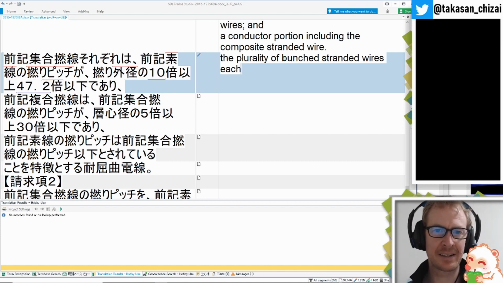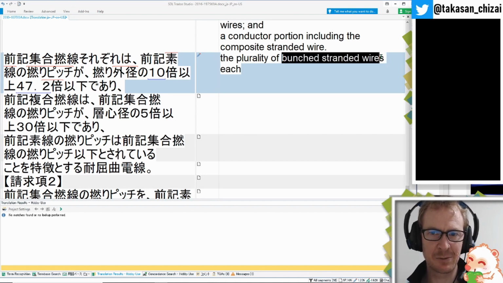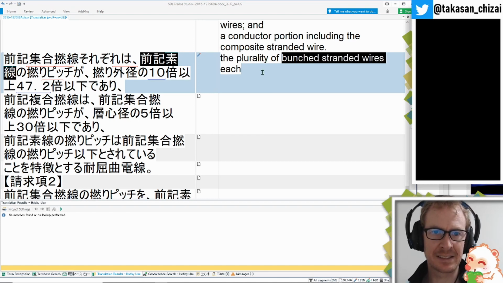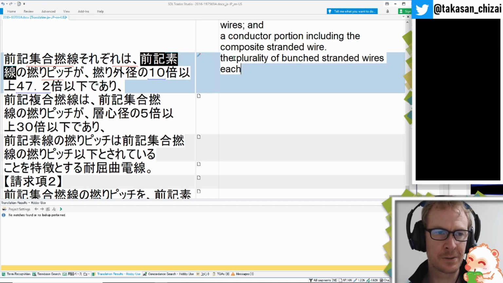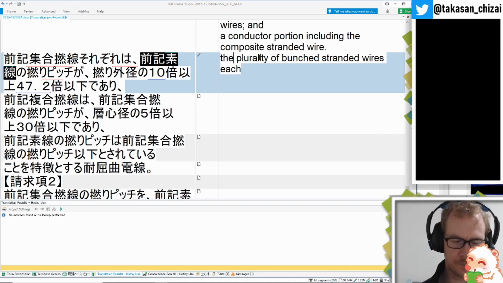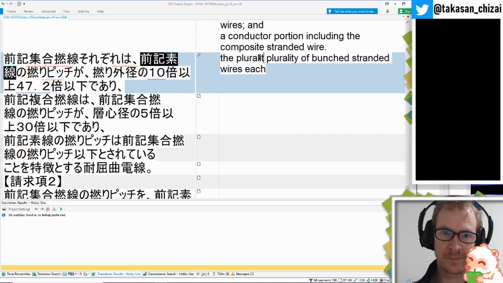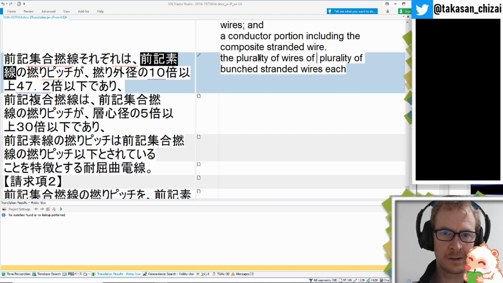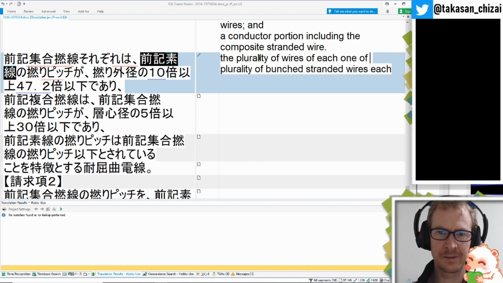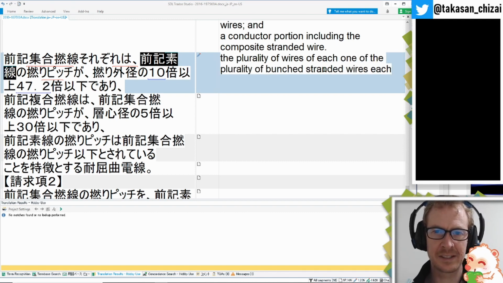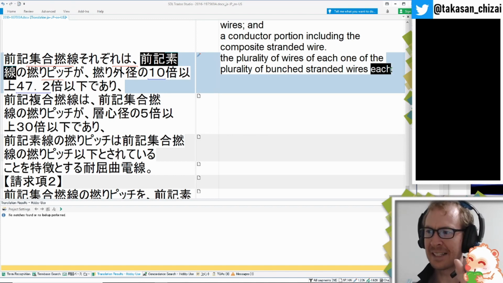So we're not actually talking about this. We're not adding a restriction to this. We're adding a restriction to the wire that makes up each of these. So the polarity of wires of each one of the polarity of bunched stranded wires. So now we're talking about the polarity of wires that make up one bunched stranded wire.